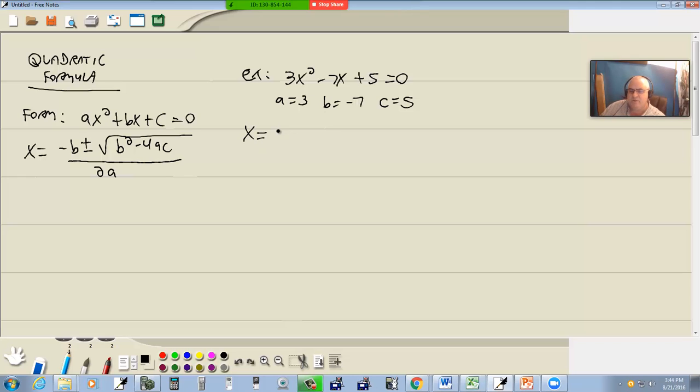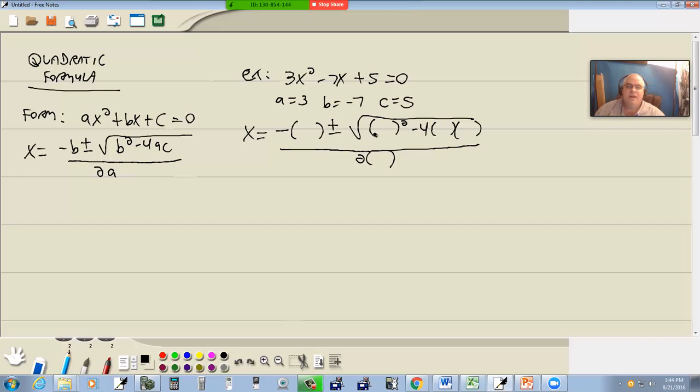It's always best when you use a quadratic formula to go through and replace all of your variables with parentheses before you plug in your numbers, especially if you mess up on signs. This helps reduce the errors. Now b we said was negative 7, so everywhere I have a b I'll put in negative 7. A we said was 3, so everywhere I have an a I'll put in 3. And c we said was 5, so everywhere I have a c I'll put in a 5.